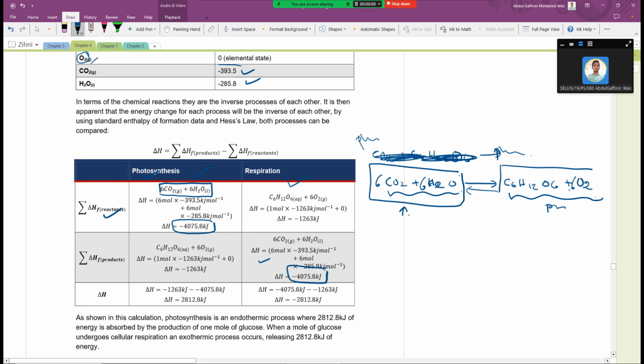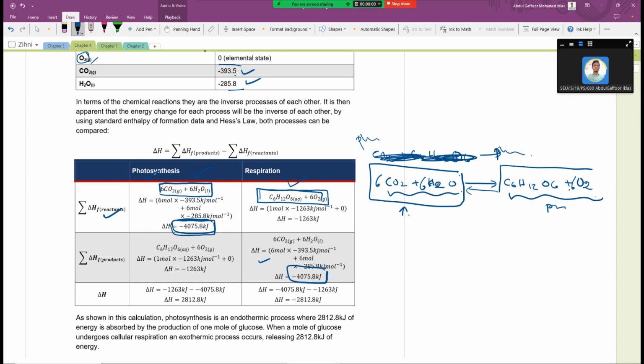So 6 times of CO2, 6 times of this value plus 6 times of this value gives you this value, right? I'm not doing the calculation, I'm just explaining. And again, for the respiration, this part becomes the reactants, right? For the respiration, this part becomes the reactants.